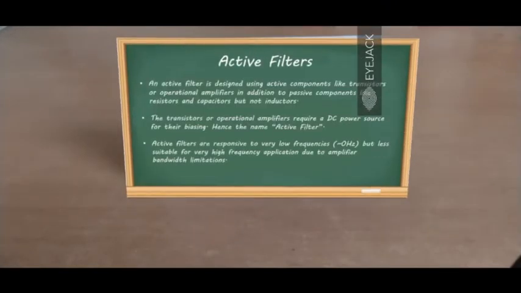Alright, let's talk about active filters. So an active filter is designed using active components like transistors, operational amplifiers, in addition to passive components like resistors and capacitors, but not inductors. Alright, the name active is because they do need an external power source for their biasing. And active filters are very responsive to very low frequencies, typically close to 0 Hz, but not suitable for very high frequencies due to amplifier bandwidth limitations.